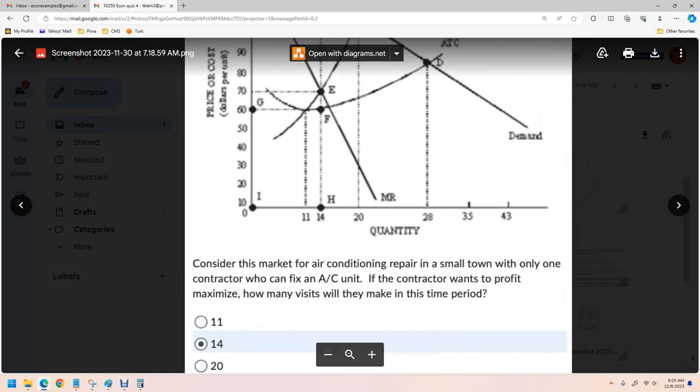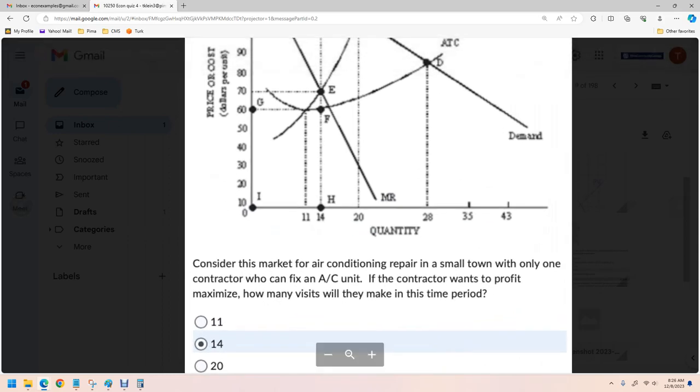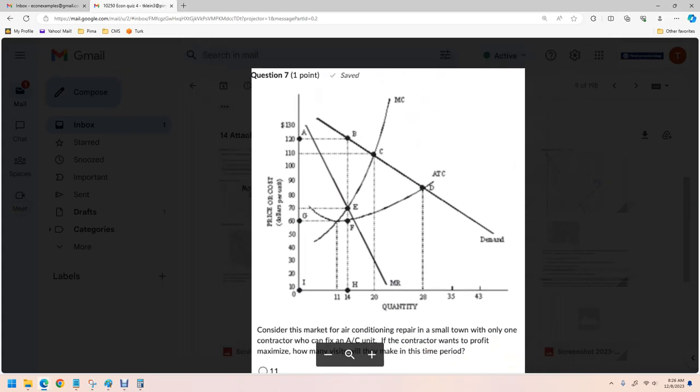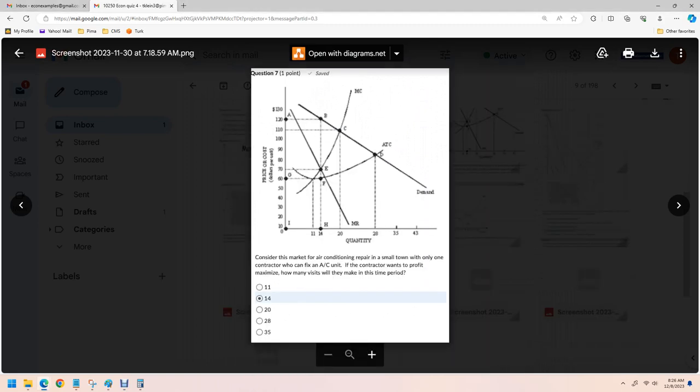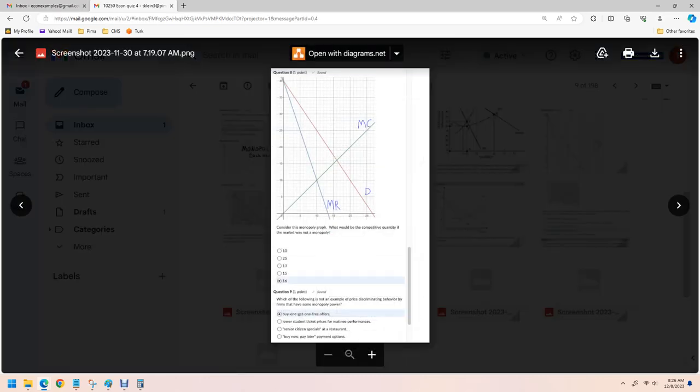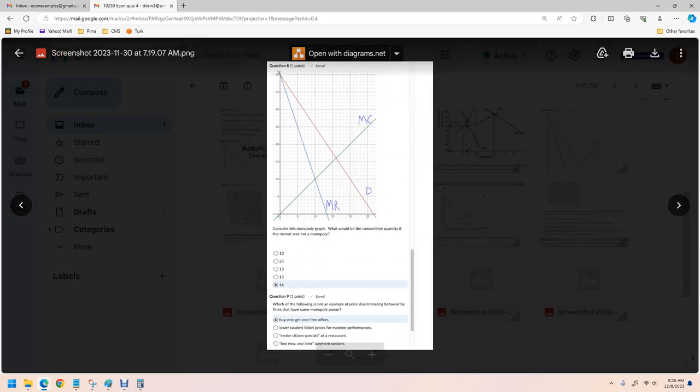Just take me to the next one. AC unit, contractor wants to profit maximize. How many visits will they make in this time period? How many visits? MR equals MC. Just a lot of practice with that. Would it be the competitive equilibrium? We're going to go where marginal cost equals demand. That's perfect competition right there.